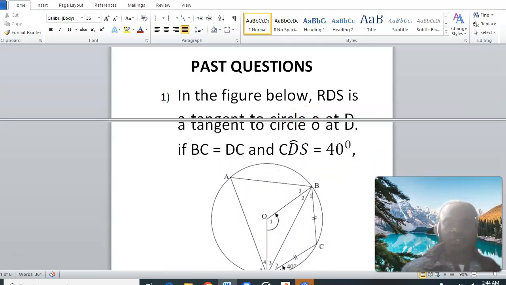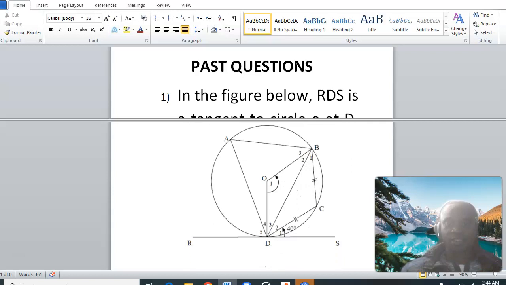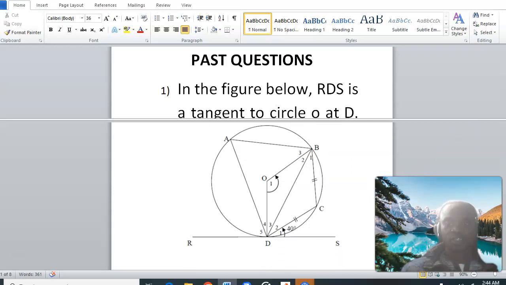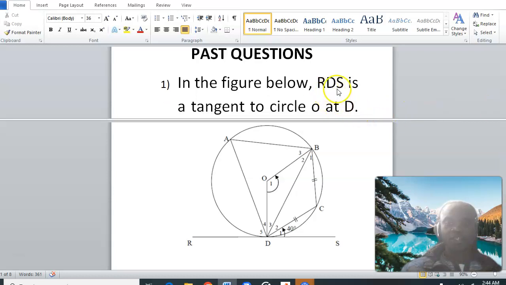Let me bring it down. So this is the figure we are talking about. In the figure below, RDS is a tangent to a circle O. So this is a tangent to the circle O. The tangent touches the circle, but it doesn't cut through. It touches the circle once.